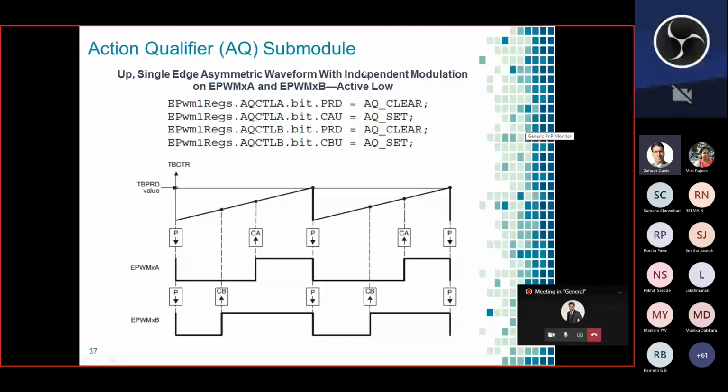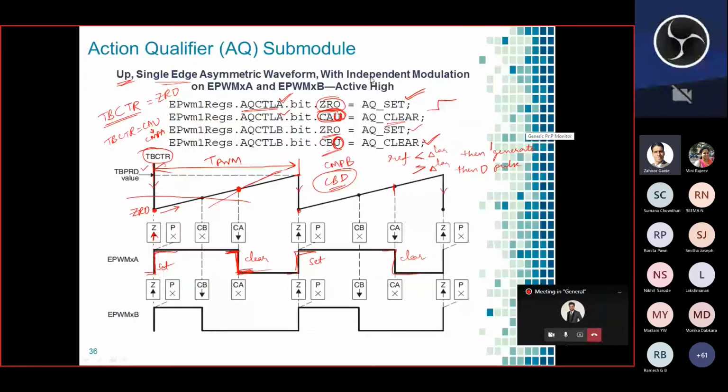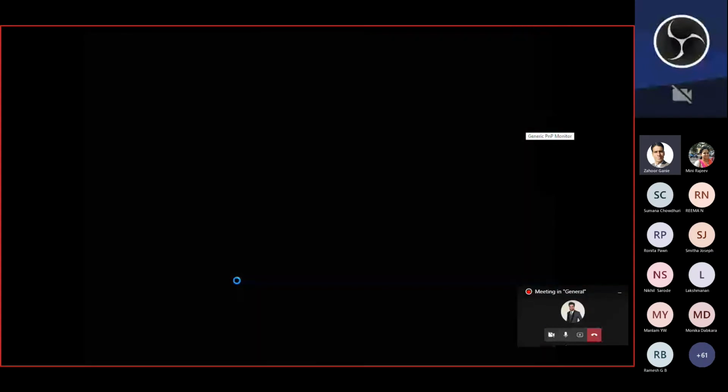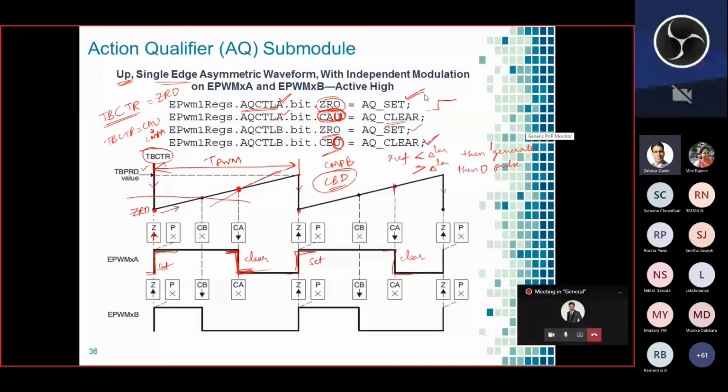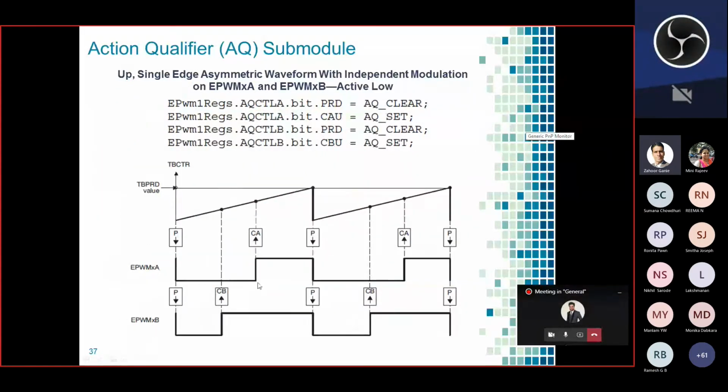Here there is one more thing. The upper one we have seen for active high, you are setting then clearing. Inversely you can have active low. That means when it is at period you make it high, when it is at 0 you make it low. So it is just the inverse operation. So only clear, set, where previously it was set, clear. So only this command will generate the completely complementary pulses as the previous one.